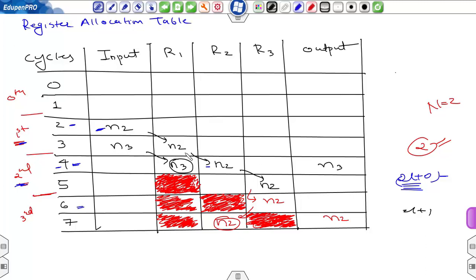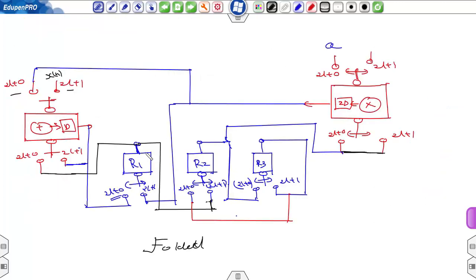and at the same time N2 is shifted to R2. So the output of R1 should be connected to the input of R2 at instance 12 plus 1. So the output of R1 is connected to the input of R2 at 12 plus 1, and the output of multiplier is connected to the input of R1 at instance 12 plus 1.